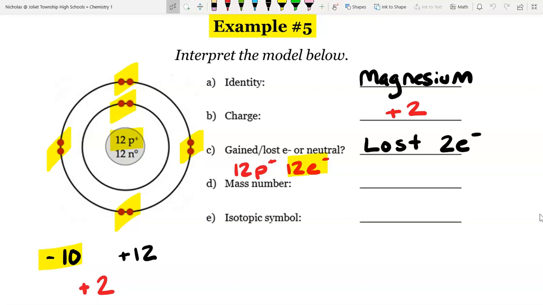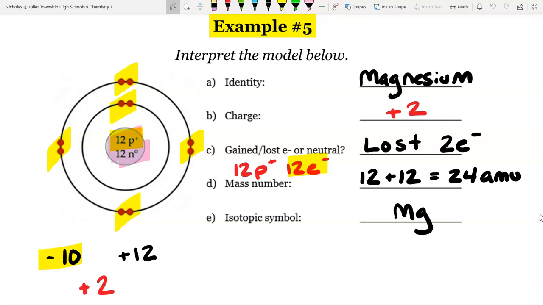The mass number in this case comes from the middle. Remember, the middle has the protons and the neutrons, the nucleus. So 12 protons plus 12 neutrons gives us a total mass of 24 AMU. And finally, our symbol, magnesium, Mg, comes from the periodic table.